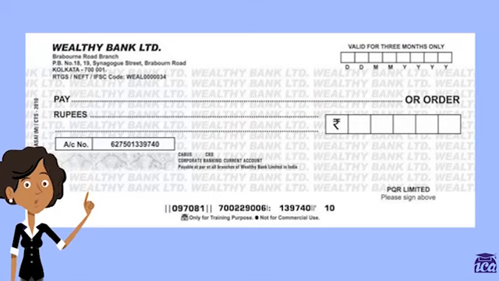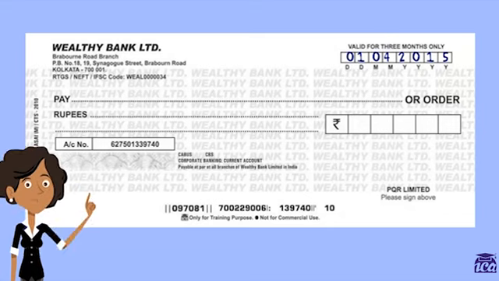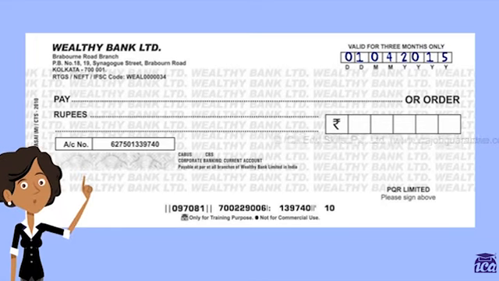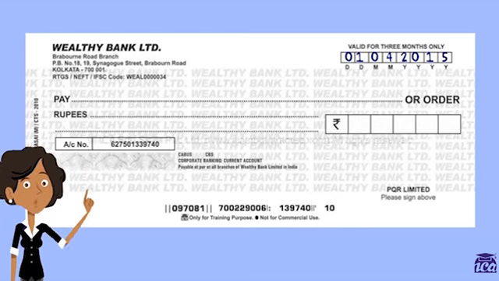On the right hand side, you've got the date in the format DD, MM, YYYY. DD is for the date. So let's say it is on the 1st, we will put in 01. MM is for month, so we will write 04 for April. And then YYYY, we will write the year 2015. So this check is issued today, which is the 1st of April 2015.